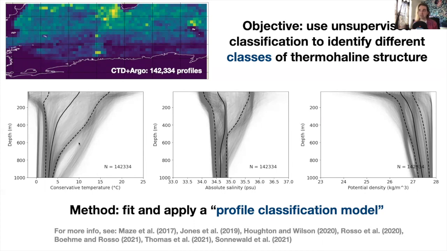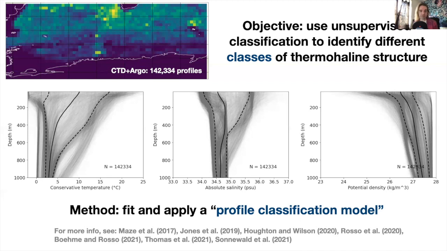In the middle, we've got three figures: depth on the vertical axis, pressure as recorded by the instrument but converted into depth, and you've got conservative temperature, absolute salinity, and the potential density. So the gray lines, those are individual profiles. That's a sample of the profiles there. And the dashed and solid lines, that's the 25th percentile, the median, and the 75th percentile, respectively, and the n being the total number of profiles available.